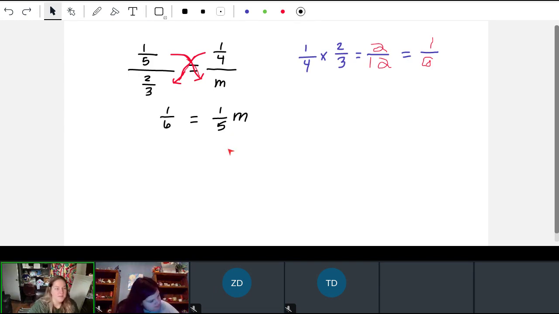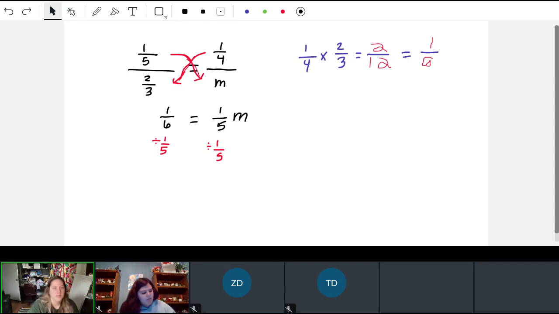Now, we had the same type of problem we had before. We still want to get this m by itself, right? And currently, since it's right next to this 1/5, they're being multiplied. To undo multiplication, you divide. So we're going to divide both sides by 1/5 to get rid of the 1/5. Okay, it'll look something like that.